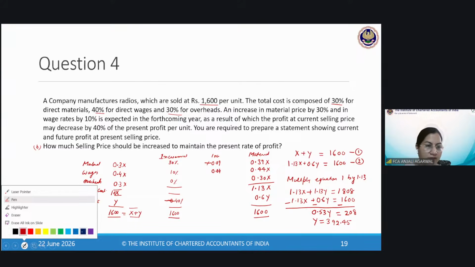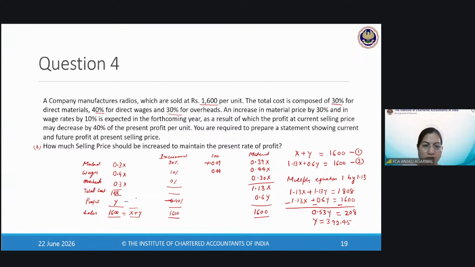So now when you put the corresponding values, y is 392.45. This was 1600. So if 1600 is sales, 392.45 is profit. Therefore, earlier the cost was 1207.55. You can call it 1208 and you can call this one 392 also. But for now, I'm keeping the decimals, two fractions.